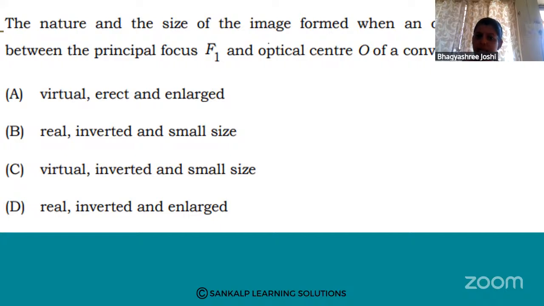The nature and the size of the image formed when an object is kept between the principal focus F1 and optic center O. So this is also important. Image formation in different positions. When you keep an object in different positions, where will the image occur? So this is important. When an object is kept between the principal focus F1 and center O of a convex lens, the image is: virtual, erect, and enlarged; real, inverted, and small size; virtual, inverted, and small size; real, inverted, and enlarged. Which option is right here? Virtual, erect, and enlarged. So this option is right.